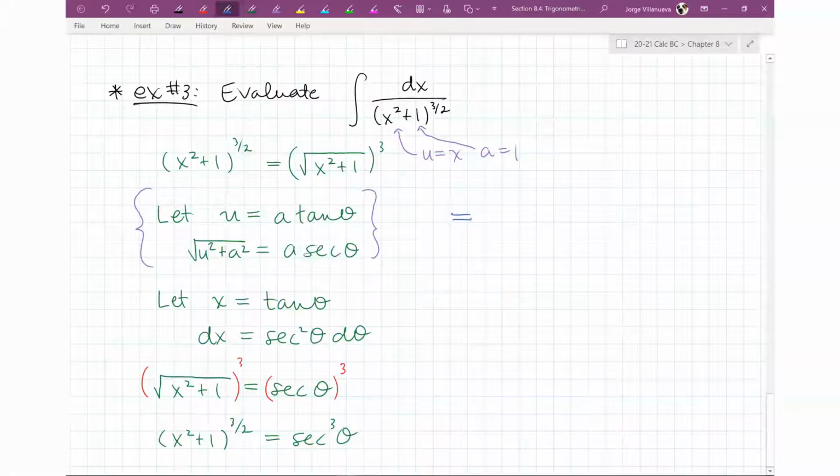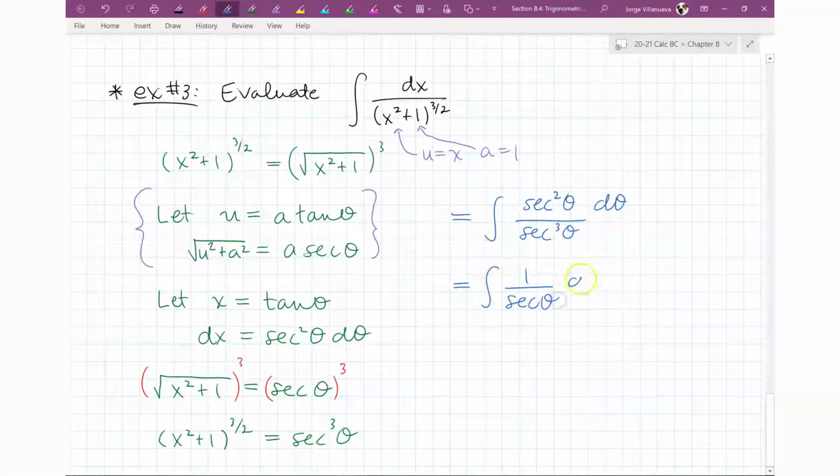So we're going to start off by substituting. I know that dx is secant squared theta d theta over, and the bottom portion is just secant cubed theta. If I simplify this, I just get 1 over secant theta d theta, which is cosine of theta. And the integral of cosine of theta is just sine of theta.